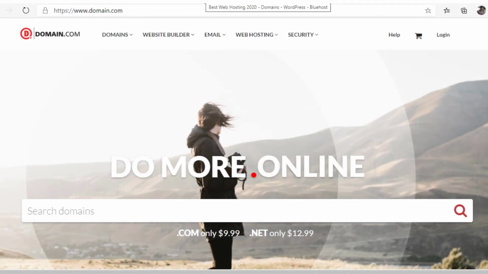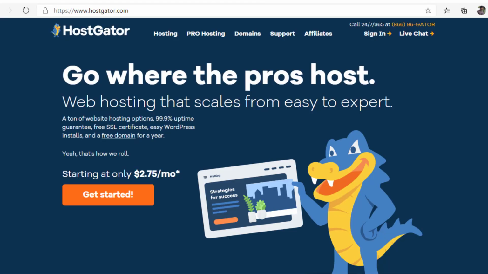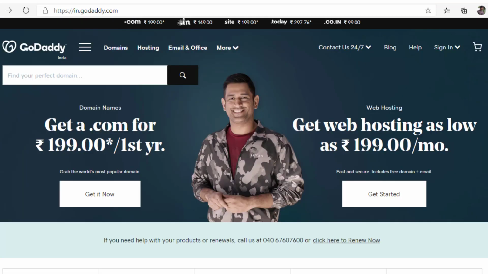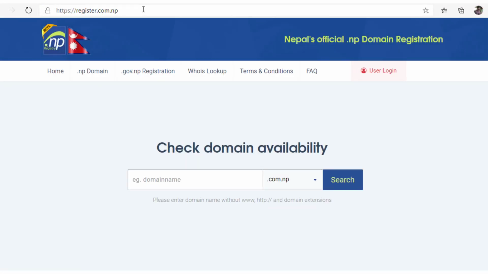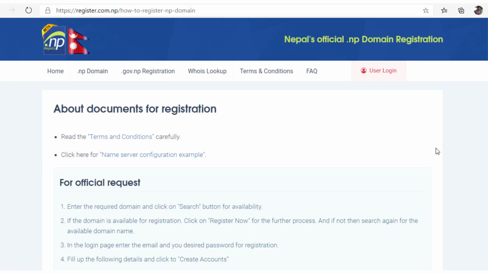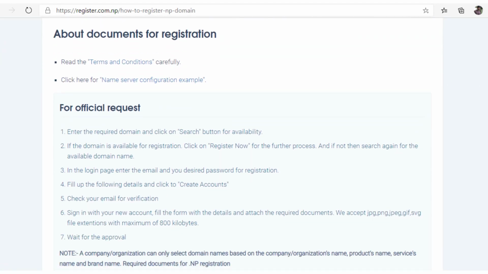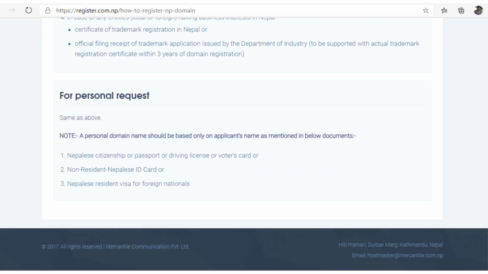You can register the domain name you want from the domain name registrar. Domain.com, Bluehost, HostGator, Namecheap, GoDaddy, etc. are most popular registrars. To register the country code top level domains of Nepal, you can visit register.com.np and follow the mentioned procedure. For eligible persons or organizations, the NP domain is freely registered for unlimited period.